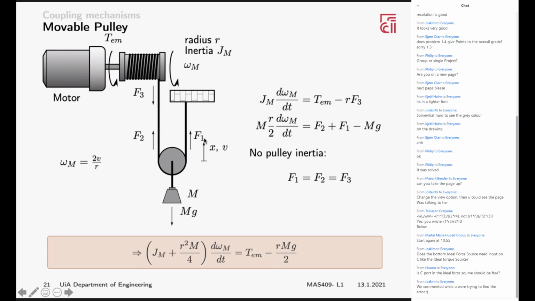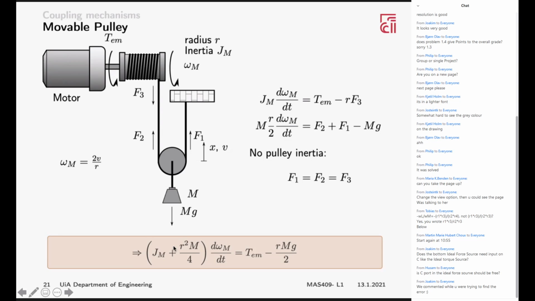About the equations, we don't have any inertia in the pulley, so the force F2 is equal to F1. And here, if we don't consider the stiffness and the damping, F3 will be equal to F2. So we can write the two equations that we had before.